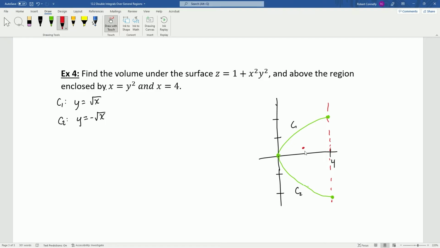So now if I take any point x, y, what can I say? I can say that x is between 0 and 4 from here to here, and that y is between the negative root of x and the positive root of x. Okay, so let's go ahead and try setting that up in our integral. So we'll want to integrate with respect to y first, then x. So this bound should be negative root x and positive root x here, and then 0 to 4.